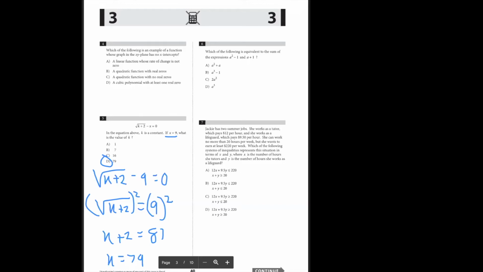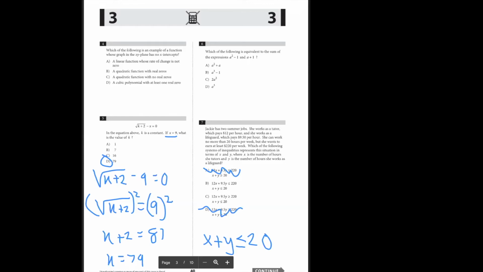It says she wants to work no more than 20 hours per week. So that means that her total sum of hours has to be less than or equal to 20. Just from that first statement, I only see that 2 answers match up with that. So it's not D, it's not A, because what A and D are saying is that she wants to work 20 hours or more during the whole week. That's not true. So now we have to line it up for what she's saying about the money.